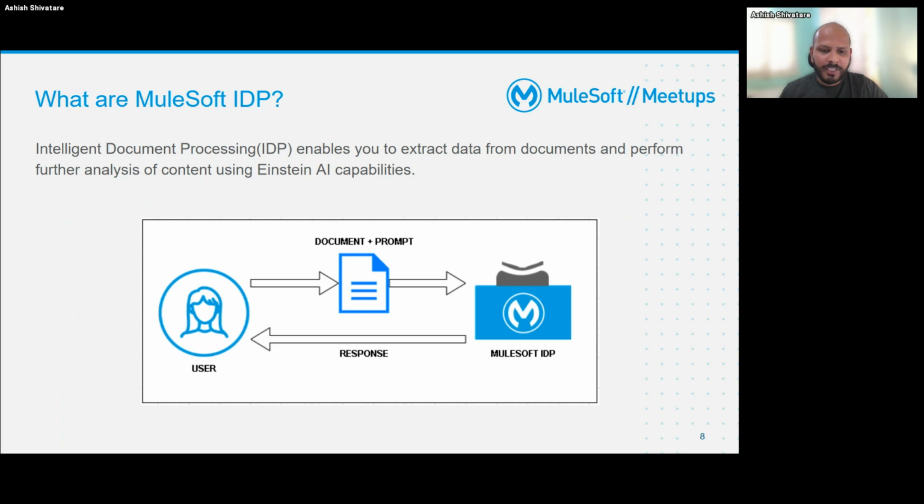Again, it can be of any type. It can be a resume, or let's say an invoice or a bank statement. Along with the document, the user will also send in a prompt, and then this data goes into MuleSoft IDP. First of all, it extracts data out of the document, and along with that, it does content analysis using Einstein AI capabilities. So two things are happening here: one is extraction, and the second one is analysis of the extracted data using AI. And MuleSoft IDP will then send a response back to the user.